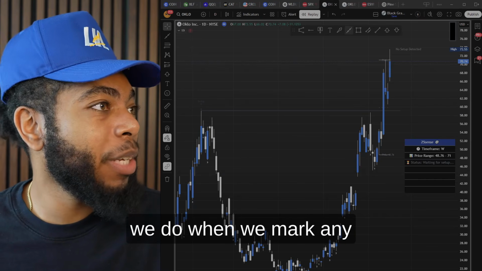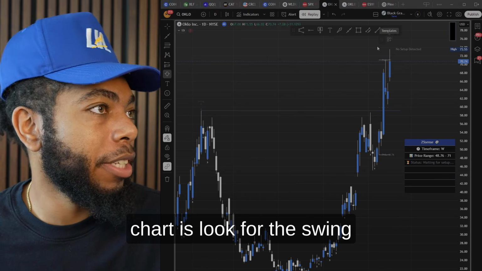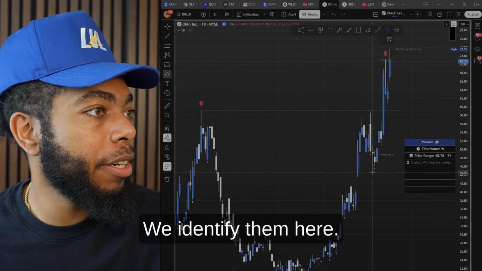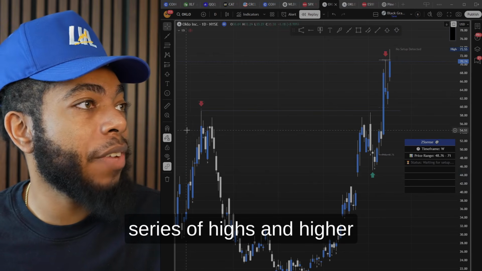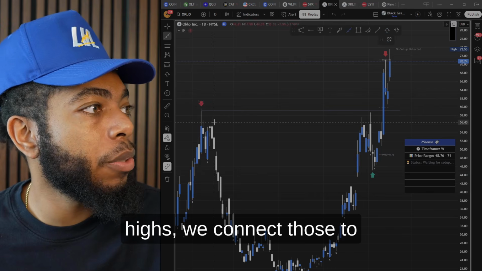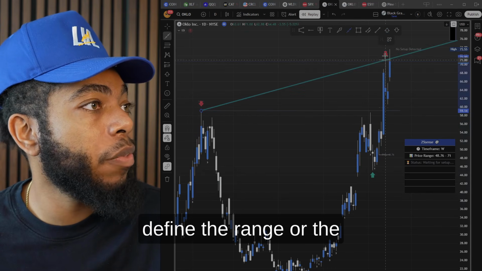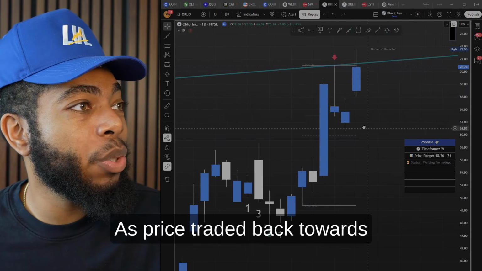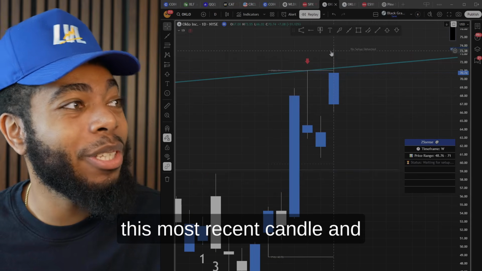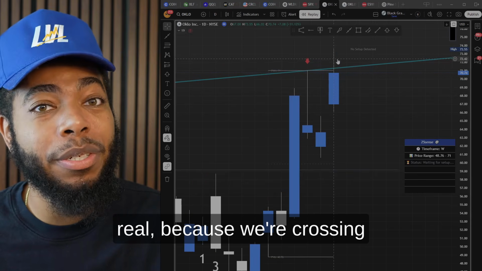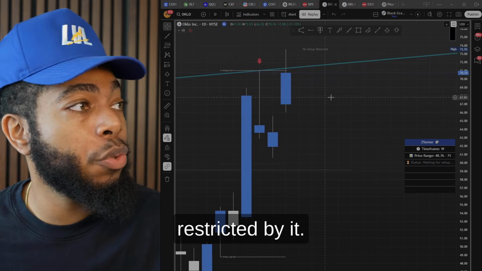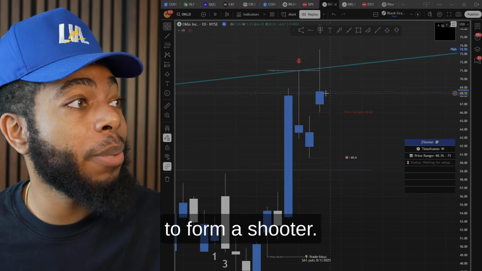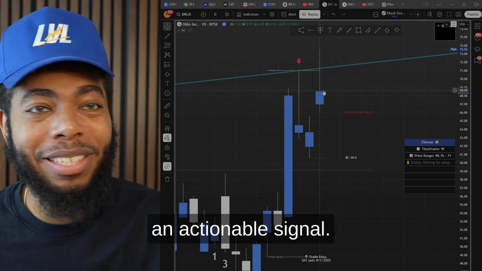And so the very first thing we do when we mark any chart is look for the swing highs and swing lows. We identify them here. And then when we have a series of highs and higher highs, we connect those to form a broadening formation to define the range or the playground that we're trading within. As price traded back towards this level, we got a wick on this most recent candle. And that's how we know this is real, because we're crossing the boundary and being restricted by it. As price time went along, we actually started to form a shooter, exactly what we need, an actionable signal.